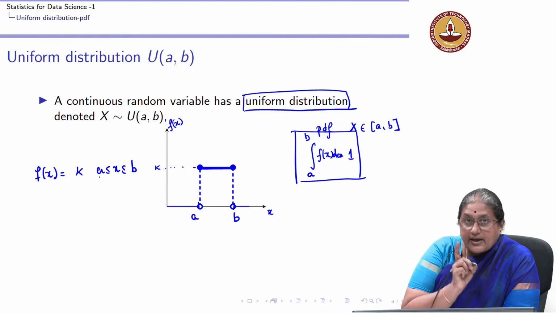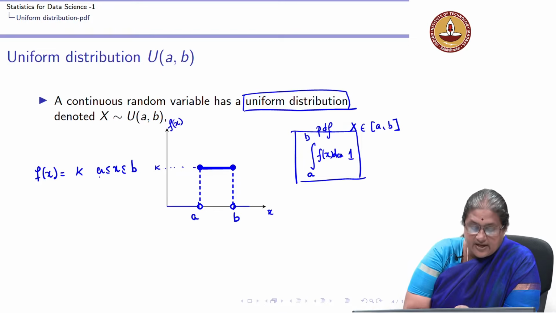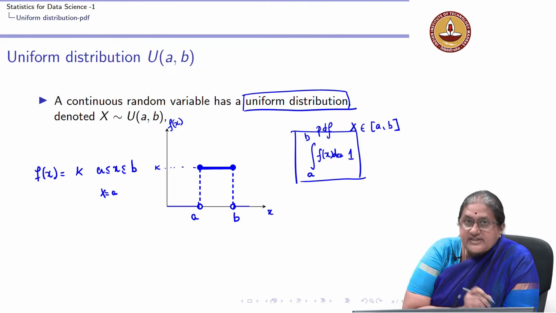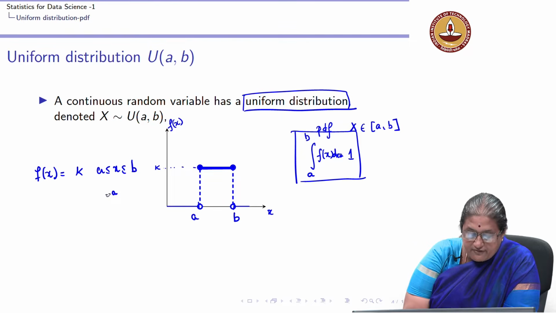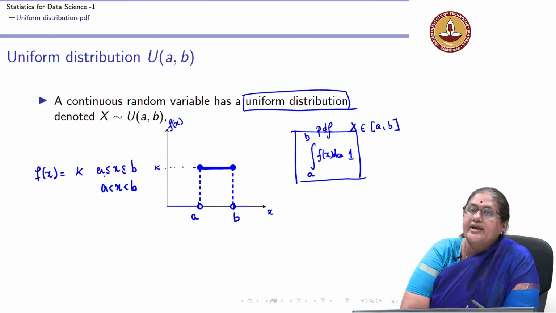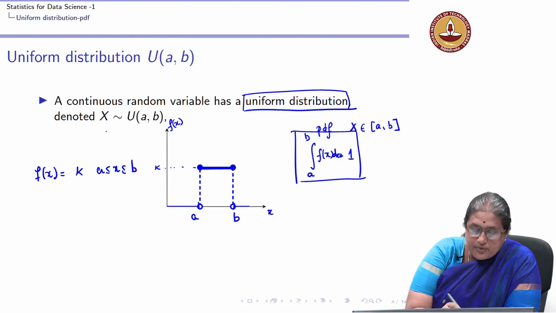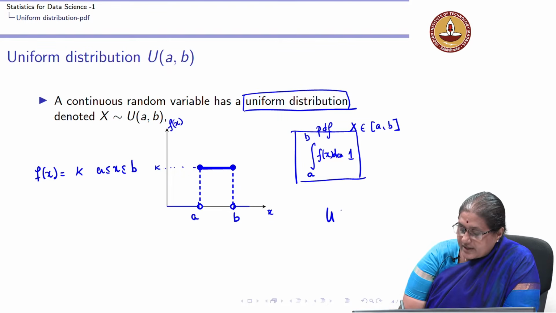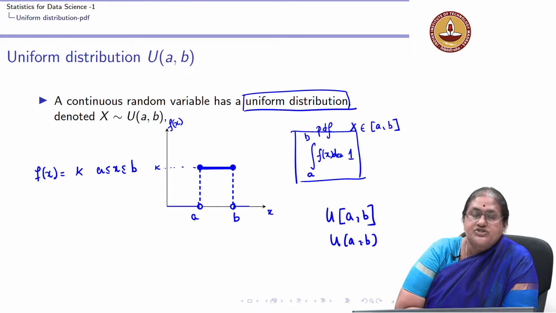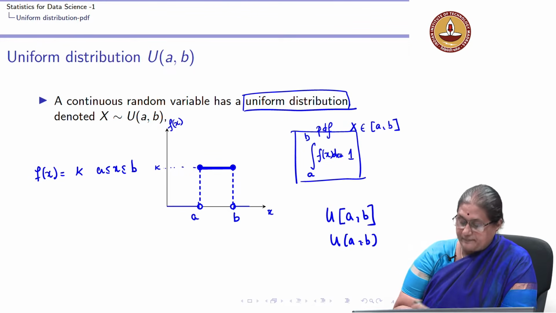Now, remember again in the last session we said that x taking a particular value, if x is a continuous random variable, does not make sense because it is continuous. So, a less than x less than b is equivalent to a less than or equal to x less than or equal to b. Hence, some books refer to a uniform random variable on a closed interval. Some books refer to it as an open interval. We are going to assume that both of them mean the same.